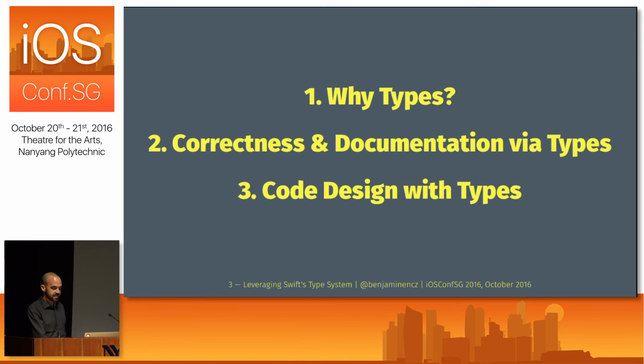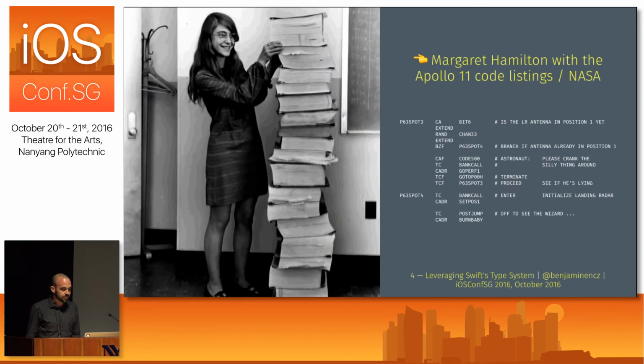So let's dive into the history. The easiest way to do that for me was to go back to a time where we didn't have types. So right behind me you can see Margaret Hamilton. She was a lead software engineer on the Apollo 11 mission that sent people to the moon. And frighteningly enough, this code for the space shuttle and everything else was written in assembly.